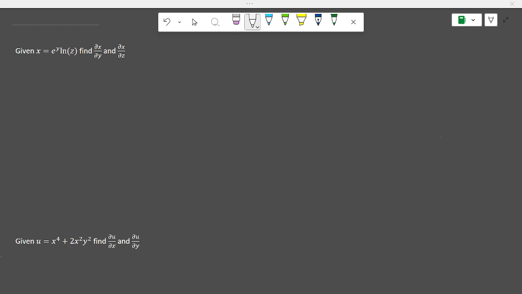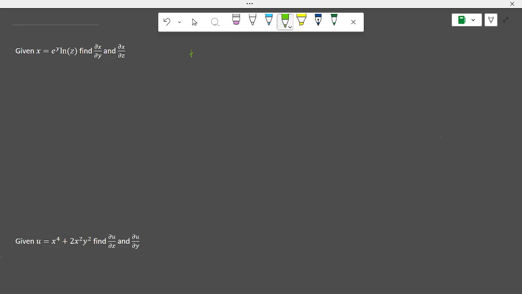We're going to do a partial derivative example problem. So given the equation x equals e to the y times the natural log of z, we are asked to find the partial derivative of that function x with respect to y and with respect to z.